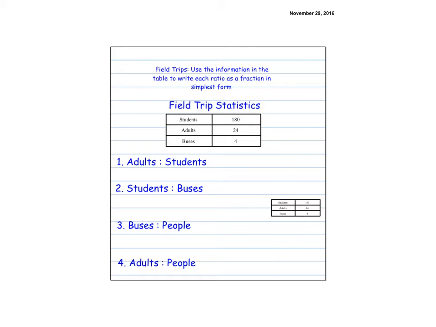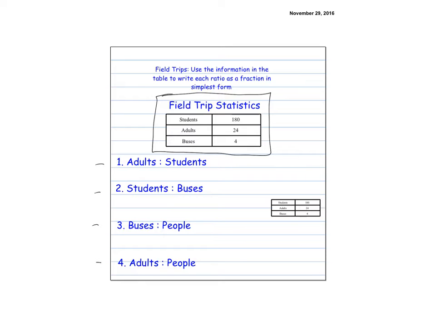Field trip. Use the information in the table to write each ratio as a fraction in simplest form. If you feel comfortable, you can pause me and try all 4 of these in your notebook. I would suggest writing this whole table down, whether you're going to do this with me or on your own. Write the table down, and then you can have these 4 examples, so you have good examples of ratios in your notebook.